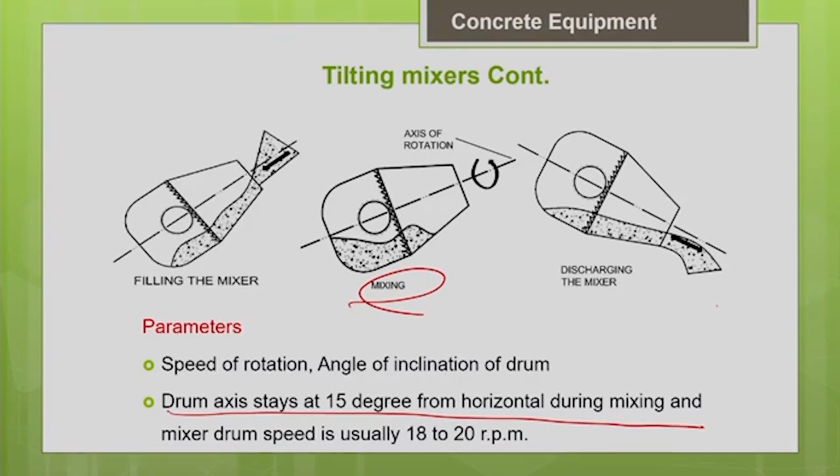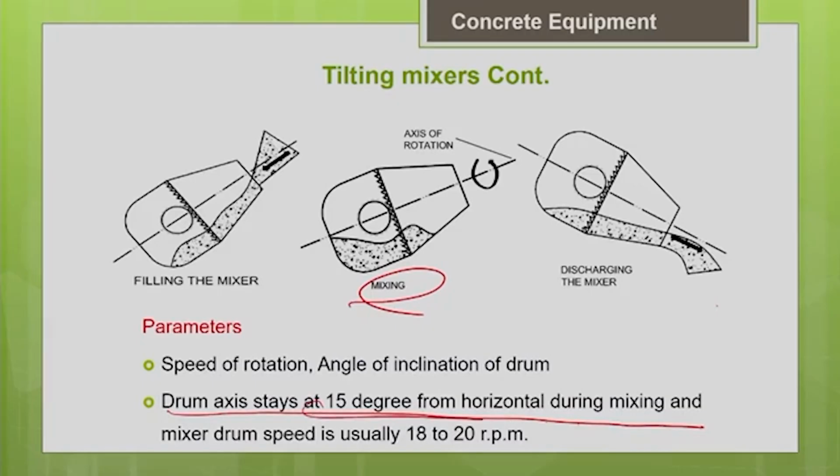This is because if it is completely horizontal, your blades will come in contact with more quantity of concrete. In that case, more energy is needed for lifting the entire concrete to the full height, the full diameter of the drum. So, the energy consumption is more. That is why, to optimize the energy consumption, the preferred angle of inclination is 15 degrees from the horizontal, as established based on the studies.